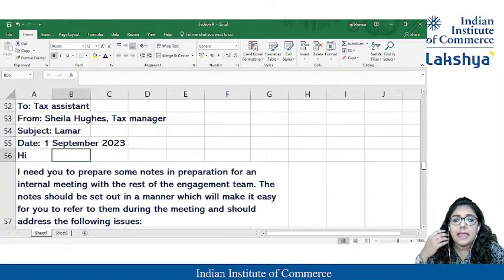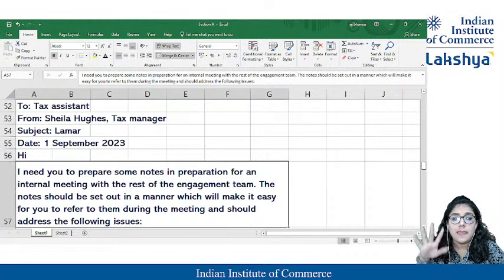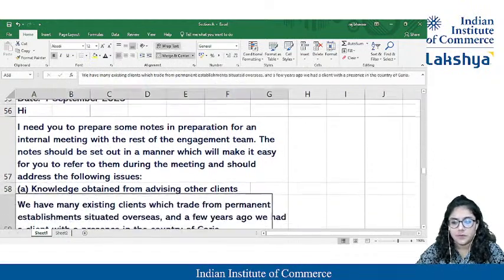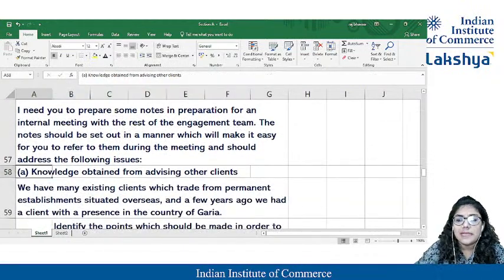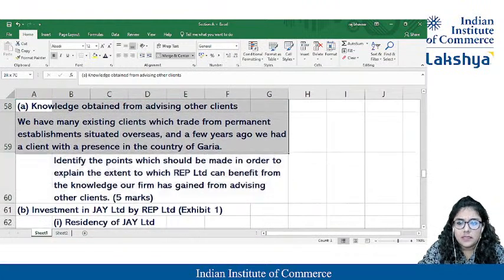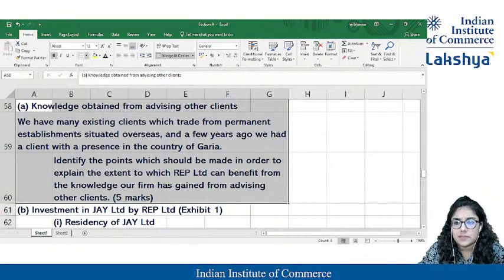Hi, I need you to prepare some notes in the preparation of the internal meeting with the rest of the engagement team. The notes should be set out in a manner which will be easy for you all to refer. First, knowledge obtained from advising our client. So they want to give some knowledge. This is my first question.